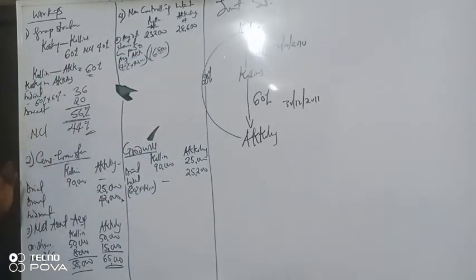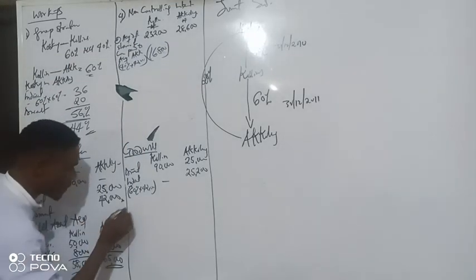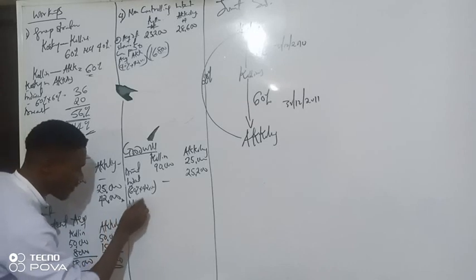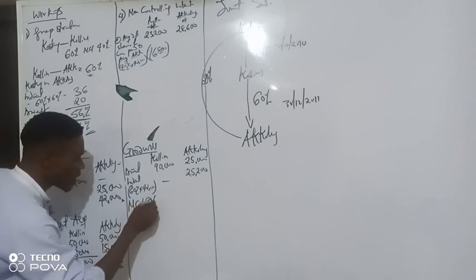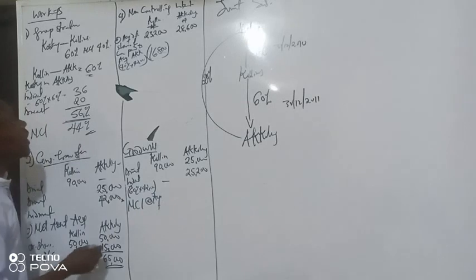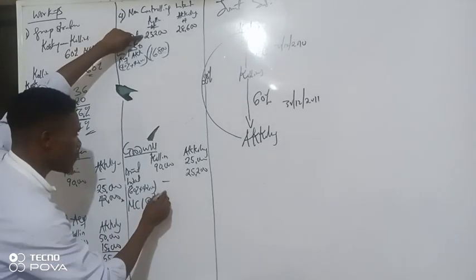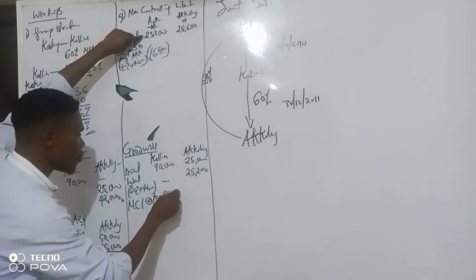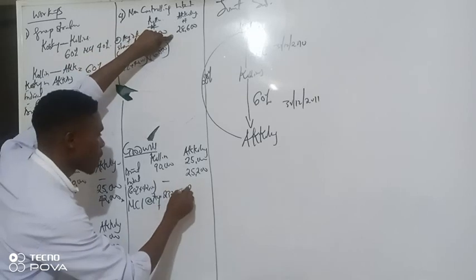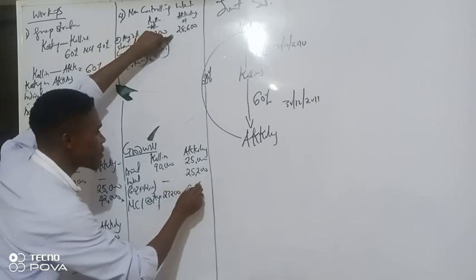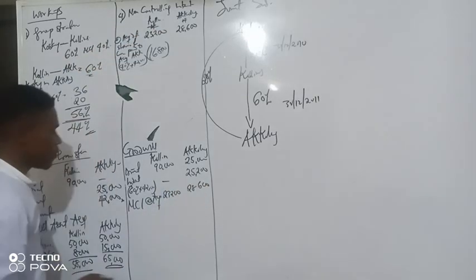So what next? Our NCI at acquisition: 23,200 for Collins and 28,600 for the other.